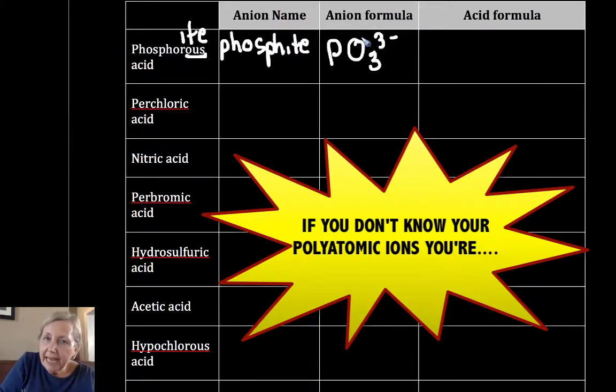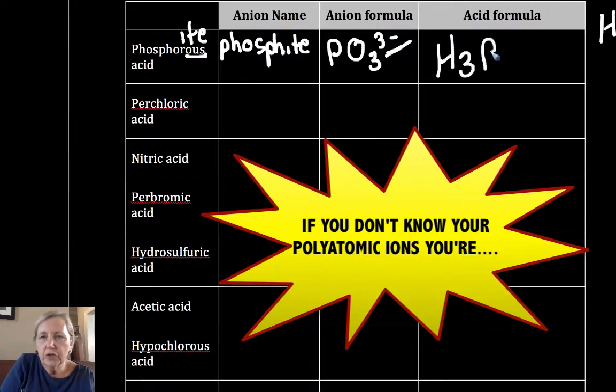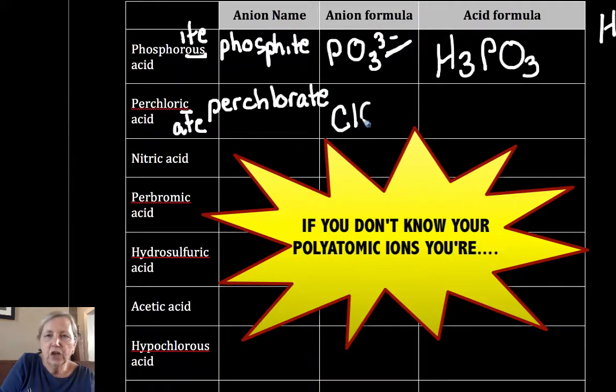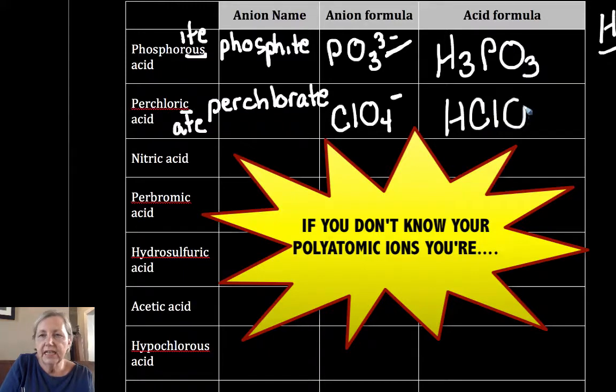Phosphite is PO3 minus. Now, that's my anion. My cation in every case is H plus. So I need 3 positives to balance out those 3 negatives. So it's H3PO3. Okay, perchloric. Ic came from ate. So I must be coming from the perchlorate ion, and that is ClO4 negative 1. I've got 1 negative, so I only need 1 positive, so that's HClO4.